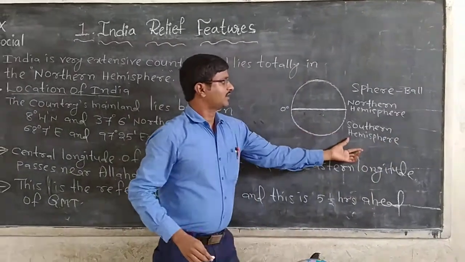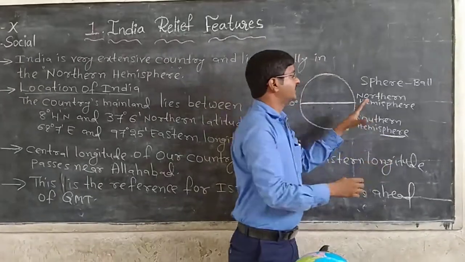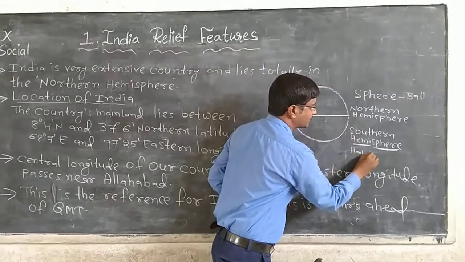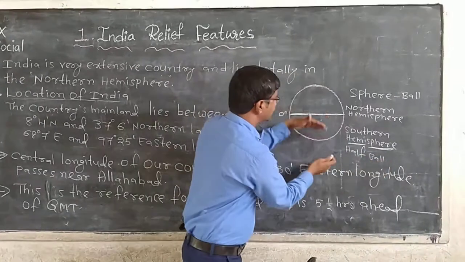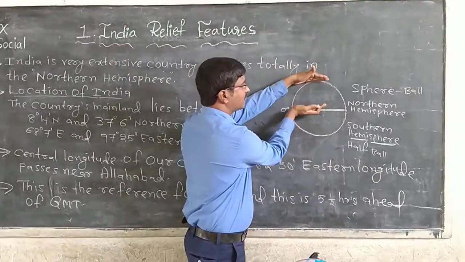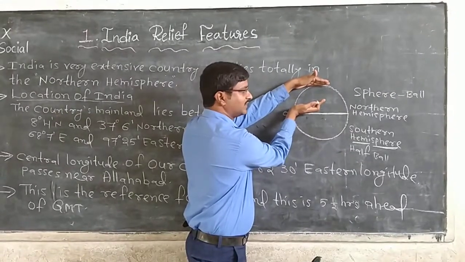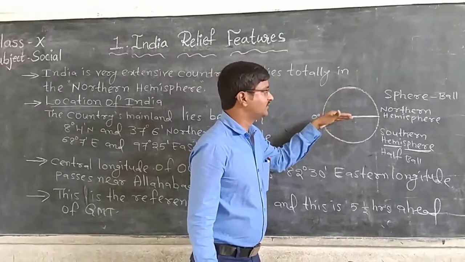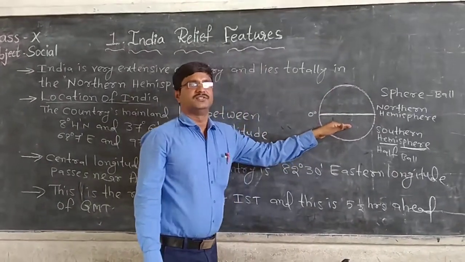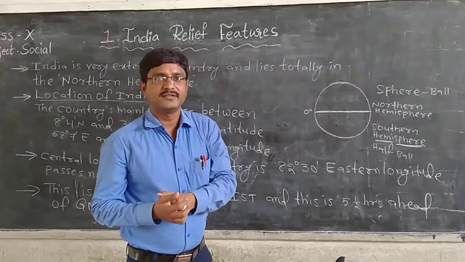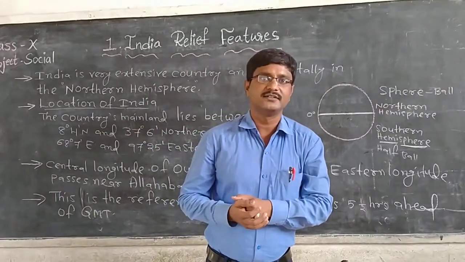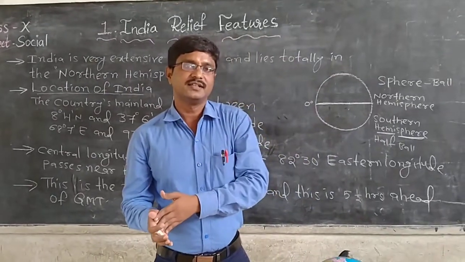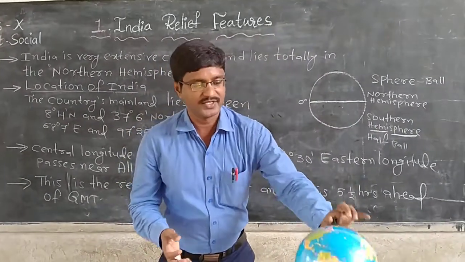So here already we know sphere means it is like a ball. What is hemi? Hemi means half. Half ball. See, this part is half ball, this part is half ball. This is located to the north side and it is located to the south side. That is why it is called northern hemisphere and this is called southern hemisphere. So where is India? In which hemisphere India is located? Is it located in the northern hemisphere or is it located in the southern hemisphere? Identify it in the globe.